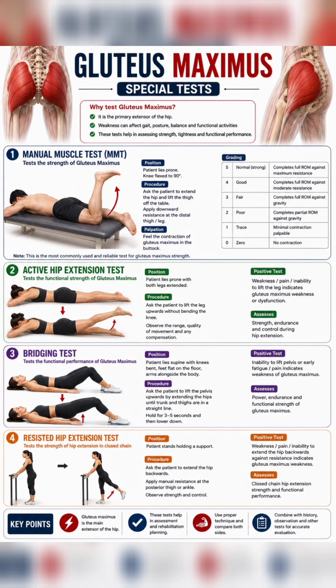Next, the fourth one is the resisted hip extension test. It checks hip extension in a closed chain movement. Position: the patient stands holding a support. Procedure: ask the patient to extend the hip backward, apply manual resistance at the posterior thigh or the ankle, and observe the strength and control. If the test is positive, they may show weakness, pain or inability to extend. If the test is negative, they can do it independently. So these are some of the special tests of the gluteus maximus muscle.